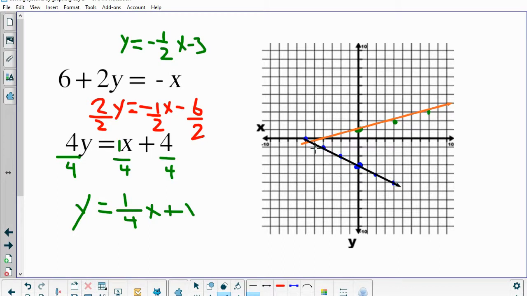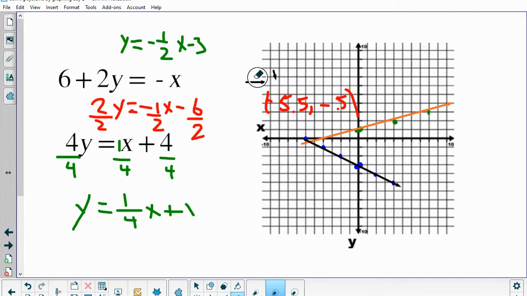Okay, so that one looks like it crosses right there, which is at -5, and then only down about 0.5, so -0.5. That appears to be about where these two are crossing.